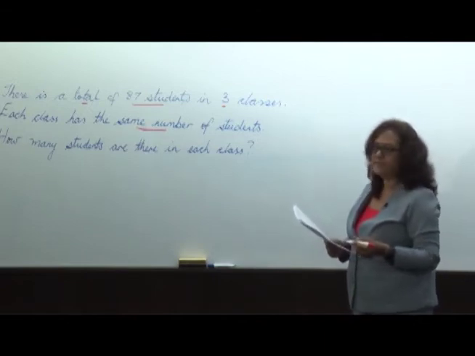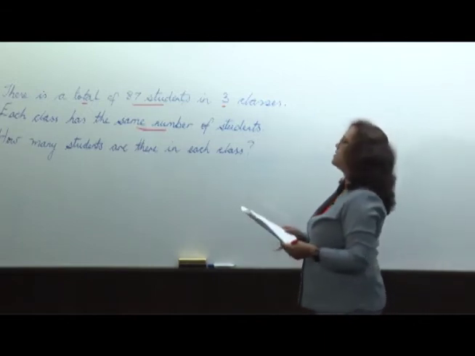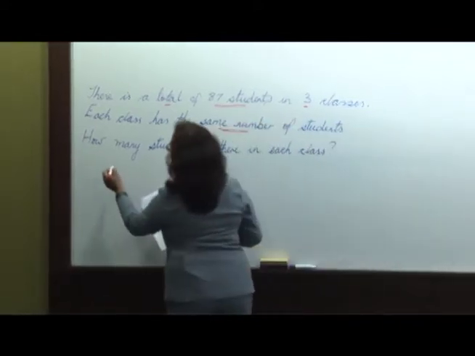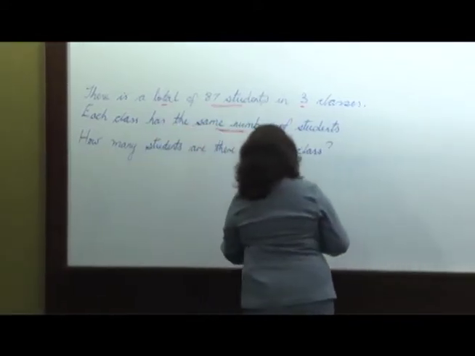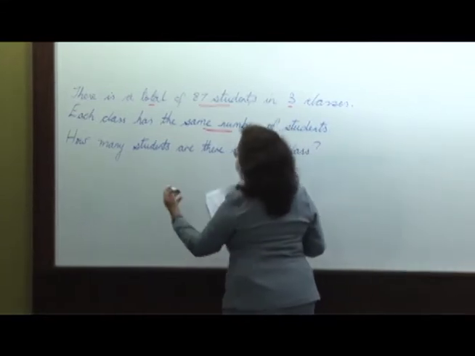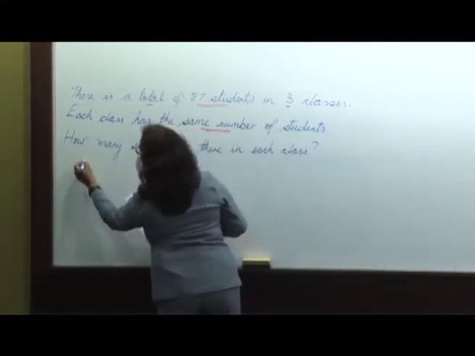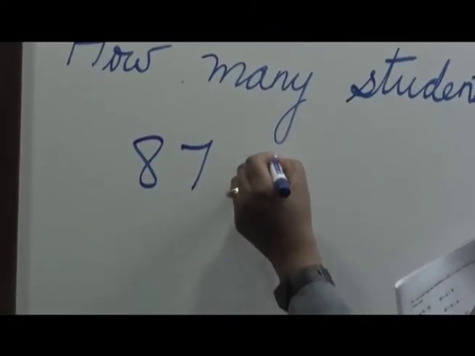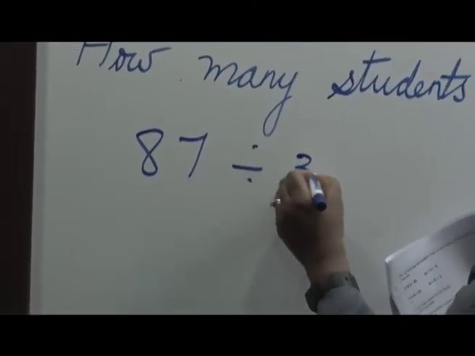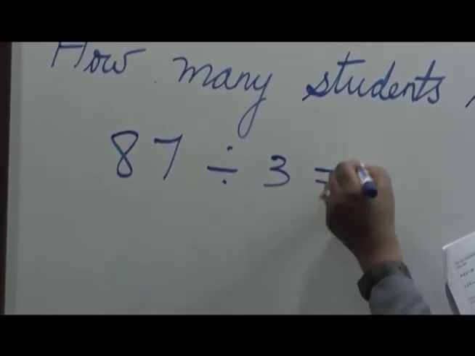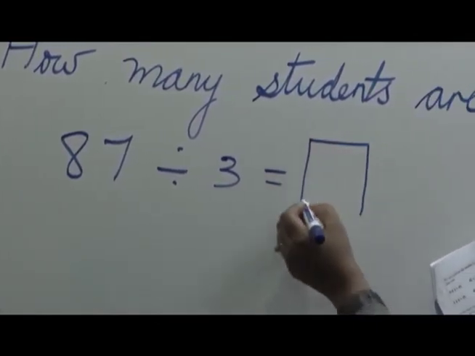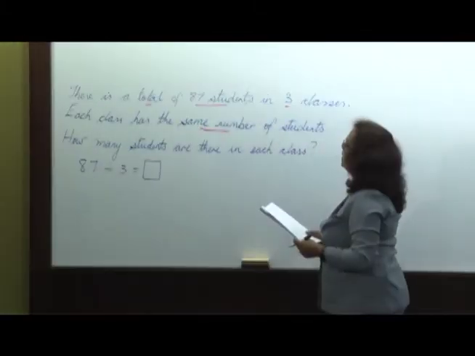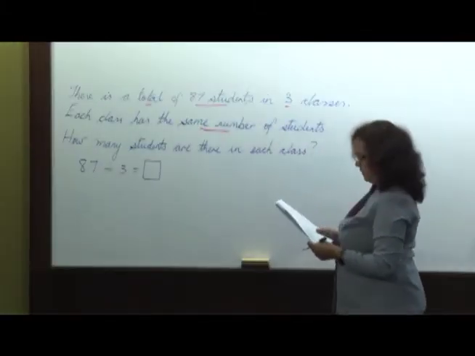So it's a very simple problem. And to solve this, we can come up with a very simple number sentence. So what we are doing is we are going to divide 87 divided by 3, because we know that there are equal numbers of children in each of the classes. Now, how can we do this? Very simply.